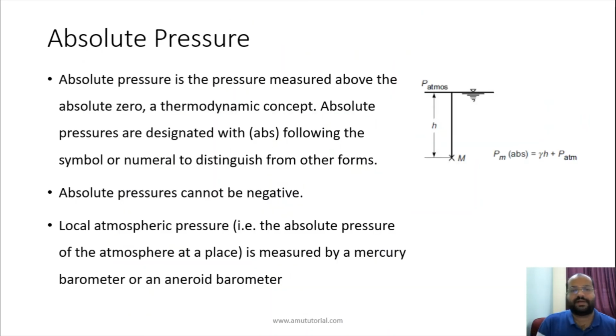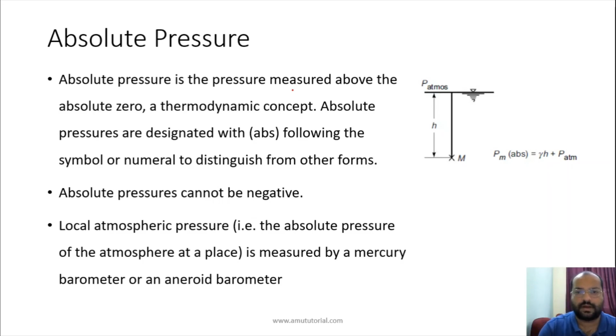Now, after discussing Pascal's law, we look at how to calculate pressure. We calculate pressure in terms of absolute pressure and also in terms of gauge pressure. So absolute pressure is measured above absolute zero. It means that the absolute pressure is always positive. It is never negative.